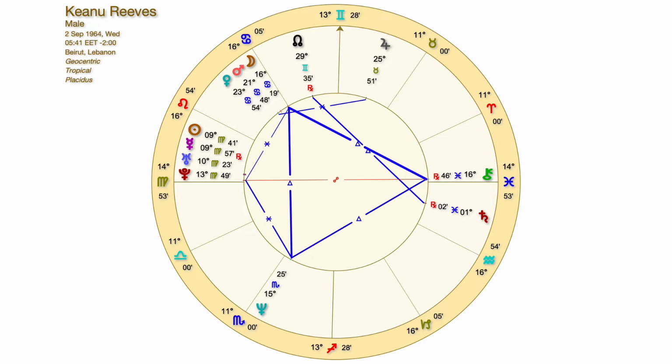Each house represents a particular area of the person's experience, and altogether they cover all possible experiences the person can have in his or her life. If there is a planet in a particular house, that house and the area of life corresponding to it is emphasized. If there are several planets in a particular house, it is strongly emphasized. For example, in the natal chart of Keanu Reeves, the 12th and the 11th houses are strongly emphasized, and those houses where there is only one planet are somewhat emphasized.